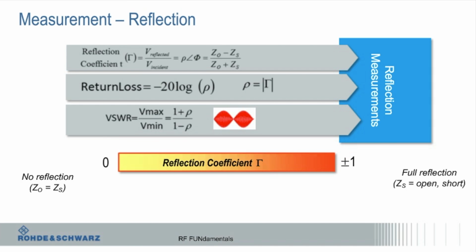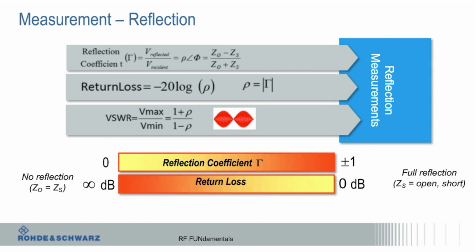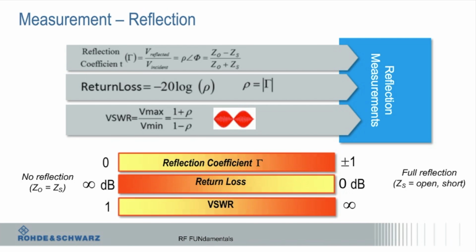Okay, so some of the different metrics: a reflection coefficient of 0 is perfect, and 1, plus or minus 1, depending on the phase, is fully reflected. And then a return loss of 0 is basically fully reflected, et cetera, et cetera. It's very hard to achieve these numbers, right?